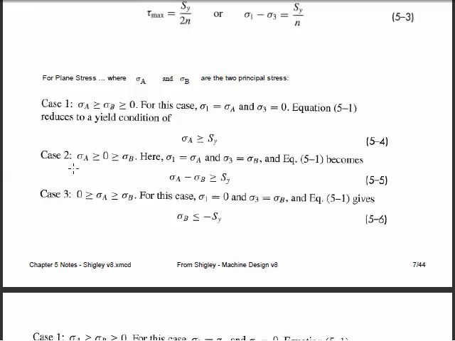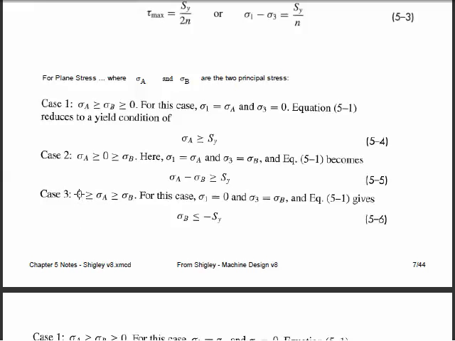Case 2 has A bigger than B as always, but A is bigger than 0 and B is negative. So A is positive, B is negative. This circle crosses the 0 axis, therefore this is the largest of the three circles, and therefore the difference between sigma A and sigma B is the diameter of the circle. The diameter of the circle is going to be compared to the yield stress to make sure that we don't fail.